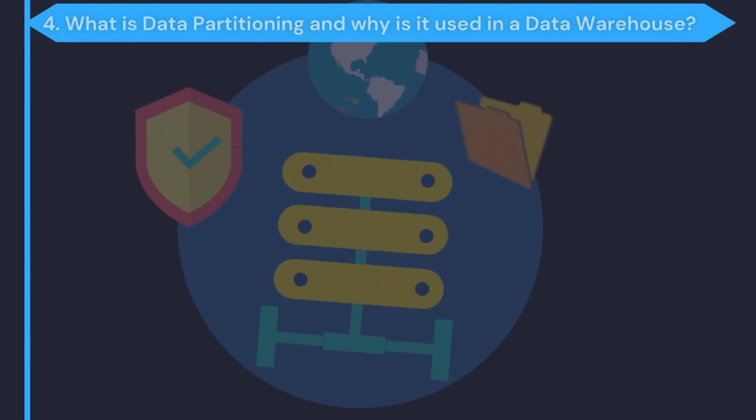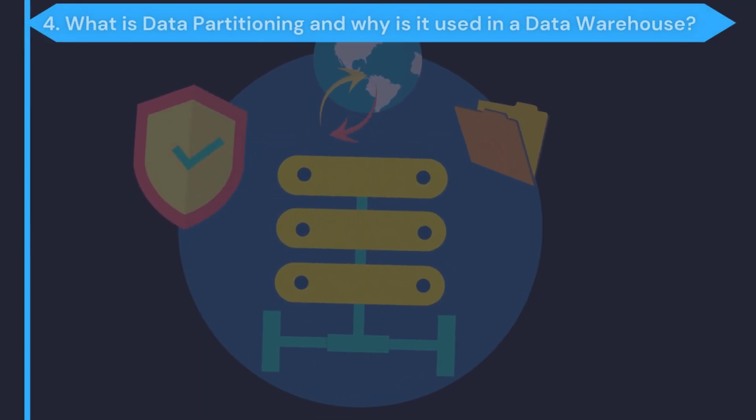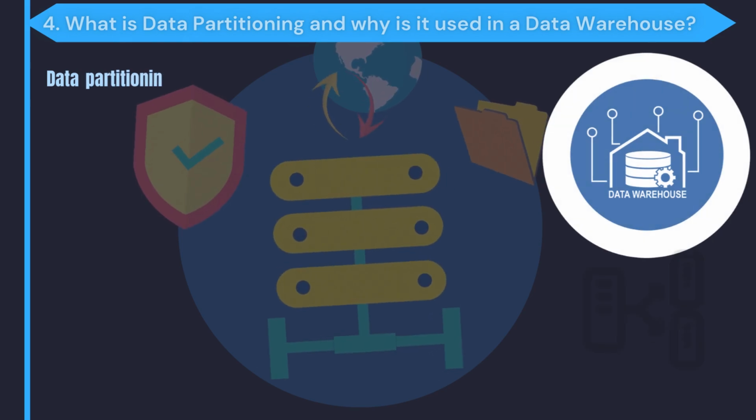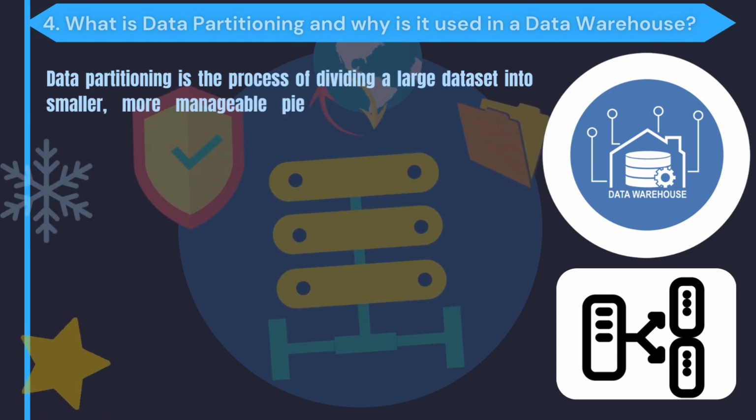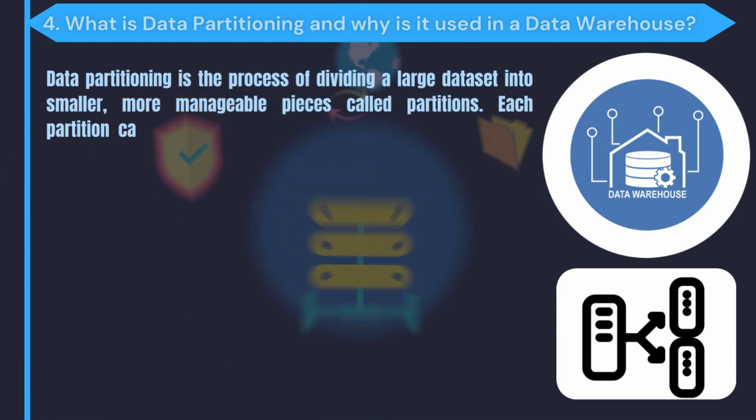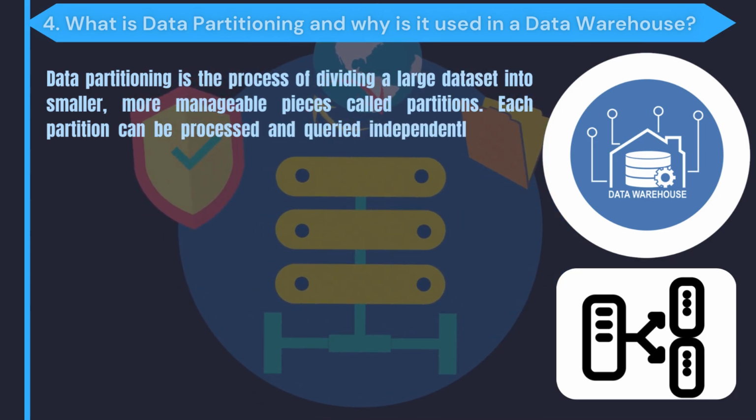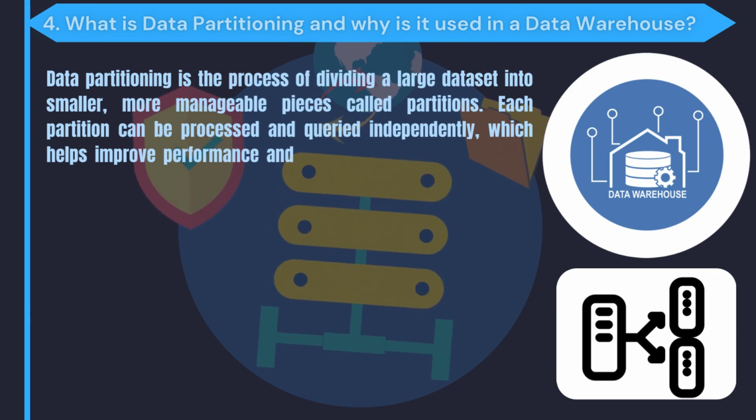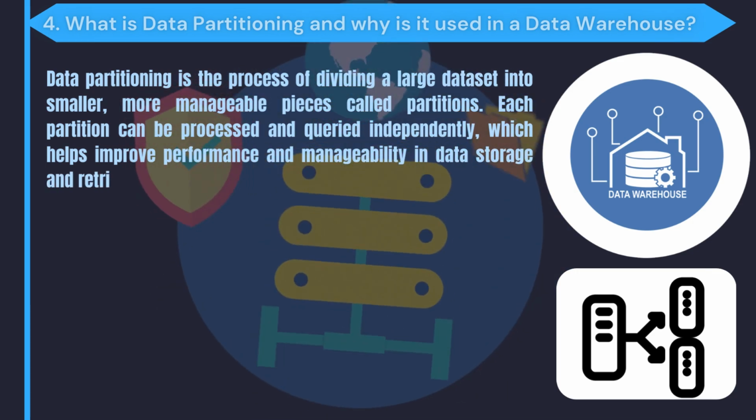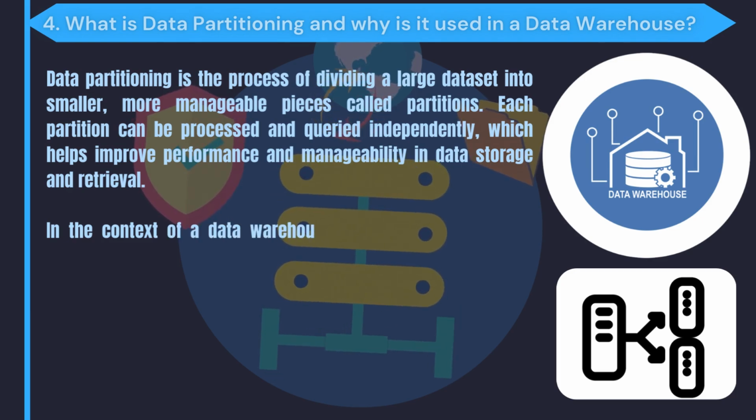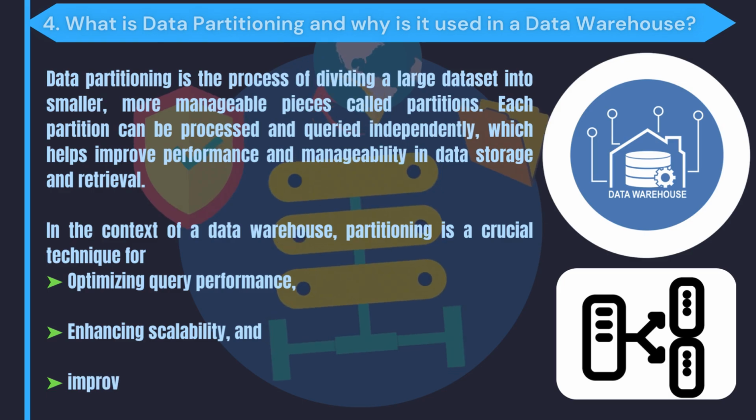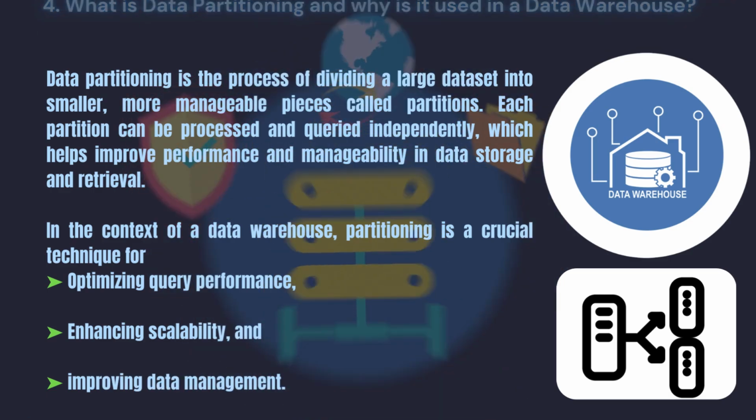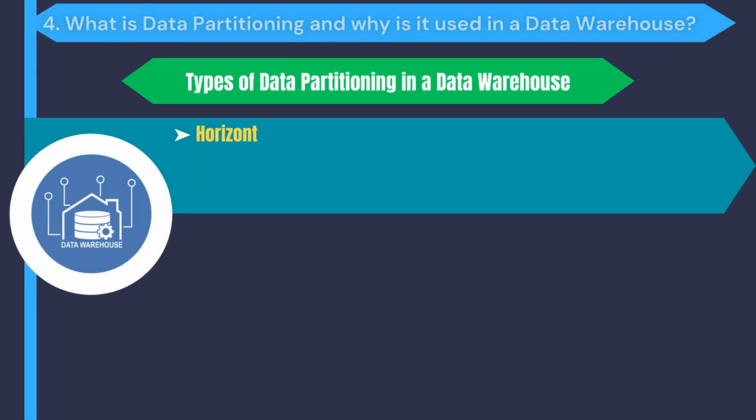4. What is data partitioning and why is it used in a data warehouse? Data partitioning is the process of dividing a large dataset into smaller, more manageable pieces called partitions. Each partition can be processed and queried independently, which helps improve performance and manageability in data storage and retrieval. In the context of a data warehouse, partitioning is a crucial technique for optimizing query performance, enhancing scalability, and improving data management. Types of data partitioning in a data warehouse.